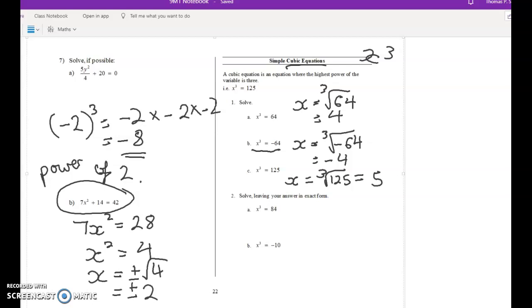Okay, we could be asked to leave this in exact form, which we talked about last time, where you leave it as a surd. Alrighty, so this one would be x is equal to the cube root of 84, and you'd be done there.